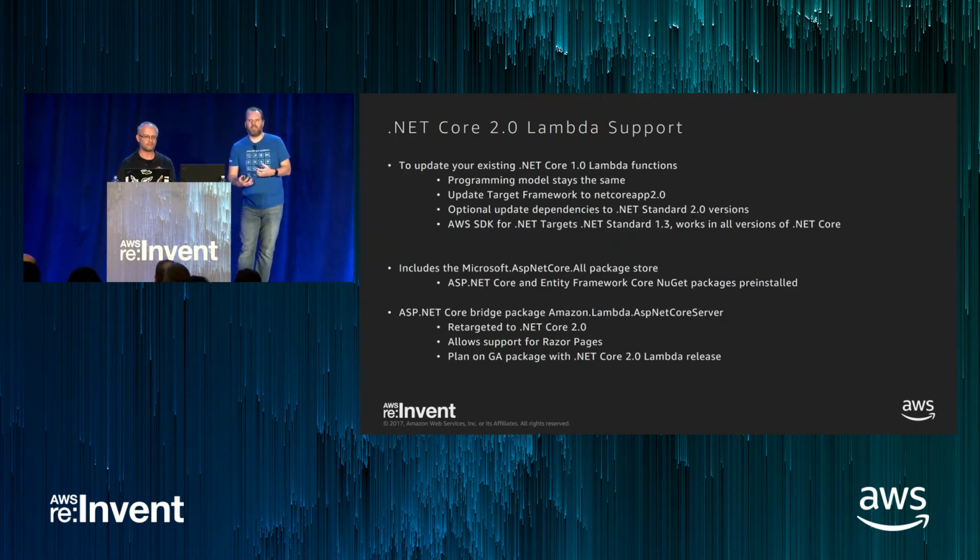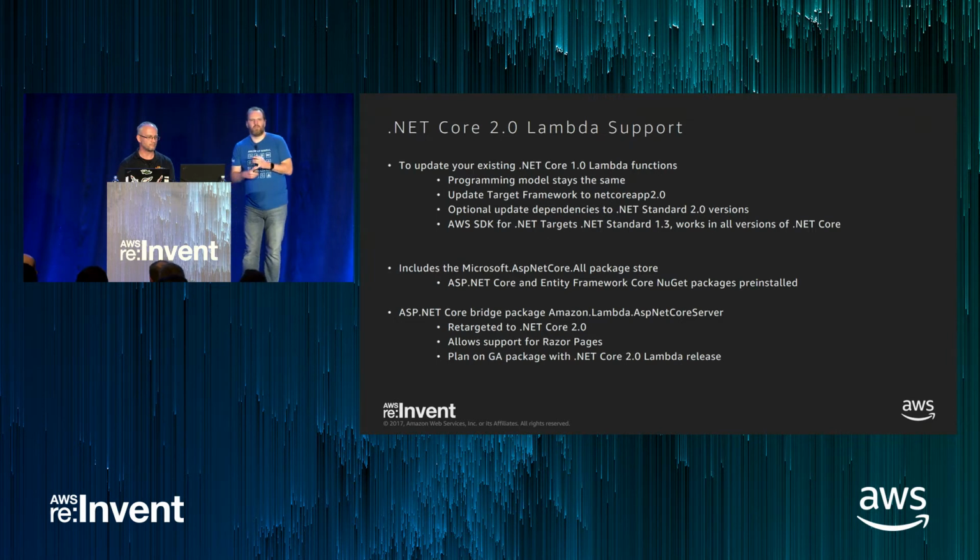Now, what that's going to mean is the programming model actually stays the same. So your existing Lambda functions will be able to run on there, but you will need to update the target framework you're compiling for to be netcoreapp2.0, and you might want to update your dependencies to point to .NET Standard 2.0.